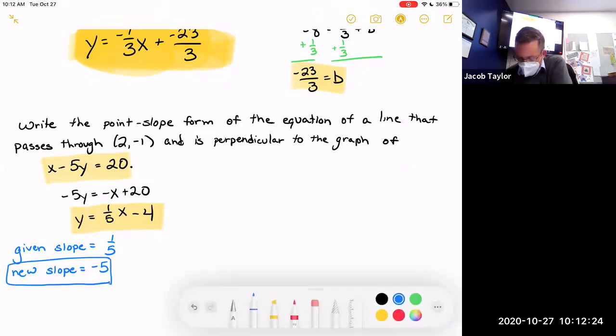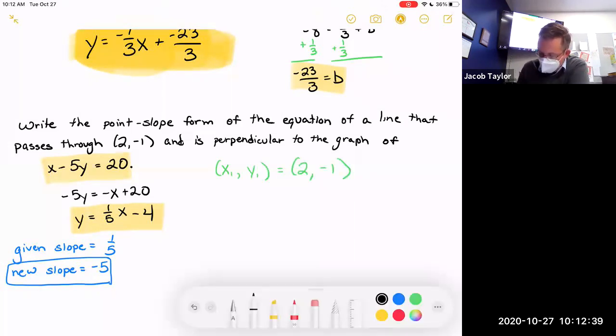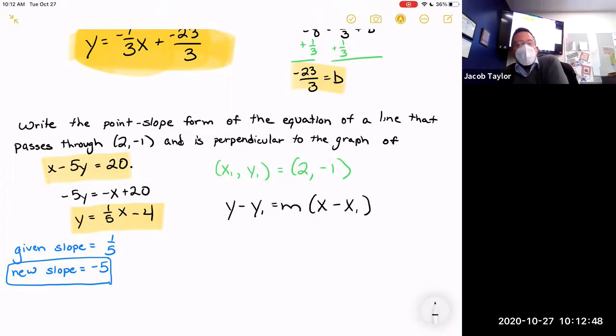So point slope form requires us to have the slope and a point. We were actually given the point. In point slope form, it's called x1, y1. That's the point we were given, which is 2, -1. So point slope form looks like this. And we're just going to replace the x1 and the y1 with our 2 and -1. And we're going to replace the m with -5.